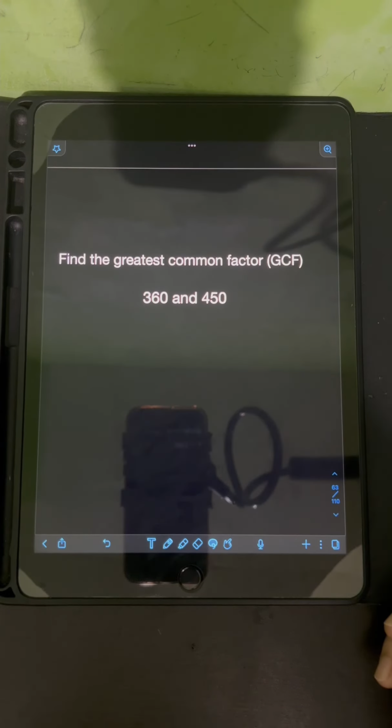Okay, so now it's your turn. Try to find the greatest common factor or GCF of 360 and 450, and just comment your answers.